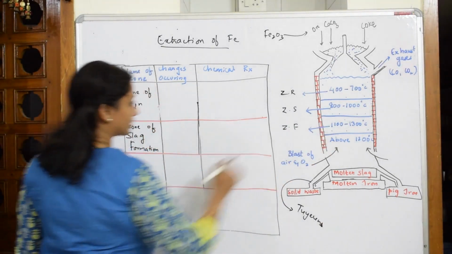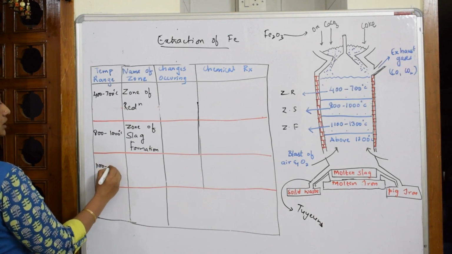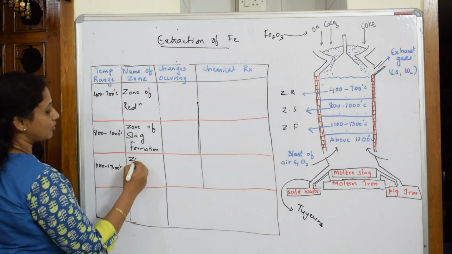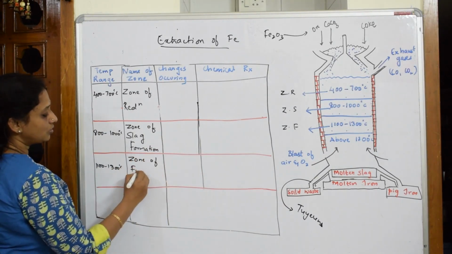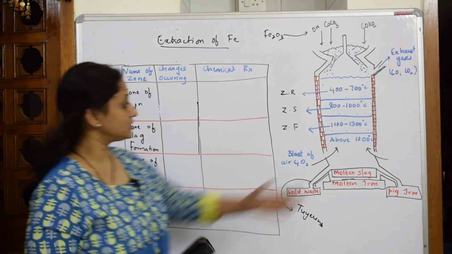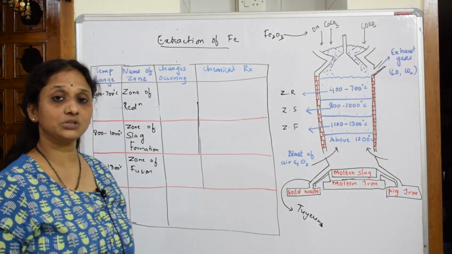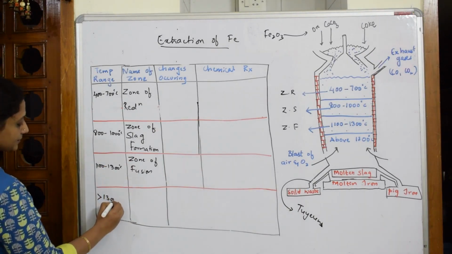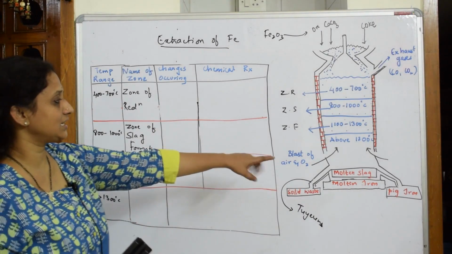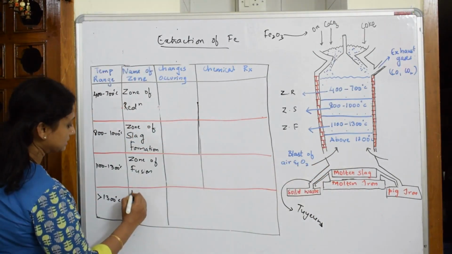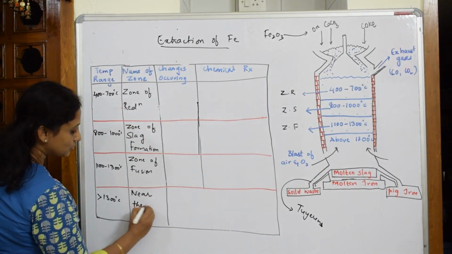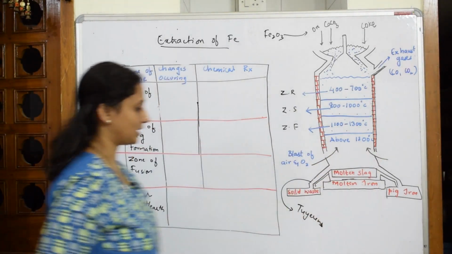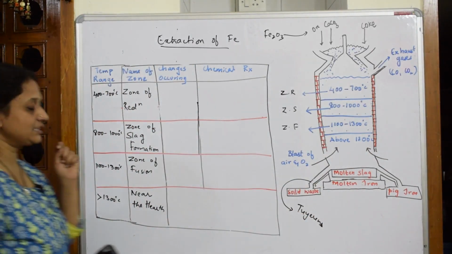Now, this one, 1100 to 1300 degrees centigrade, is called the zone of fusion. After that, above 1300, it goes up beyond 2000 also, so I'll write greater than 1300. Where is this occurring? It is occurring near the hearth, the lower part of the blast furnace. This part is called the hearth. Done.